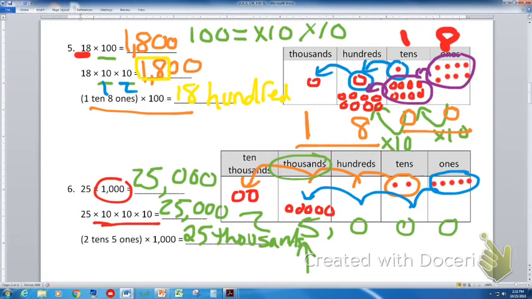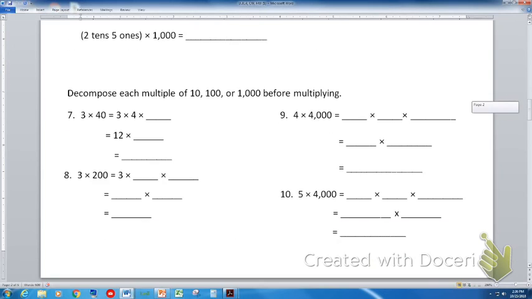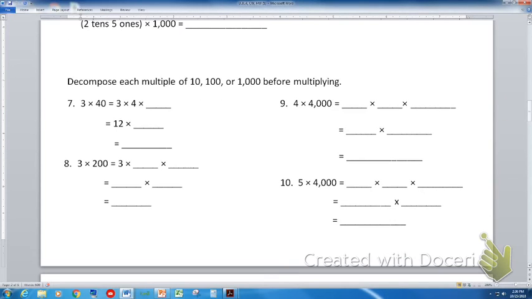I'm going to move on to the last portion down here. We're going to do a couple more. This is a little bit different. So, as you can see with 7, we have 3 times 40, 3 times 4 times 10. Our 40 got broken down into a 4 and a 10, because we know how to multiply by 10. So we're going to break it down here. We're next going to multiply 3 times 4. 3 times 4 is 12. 12 times 10 is 120.